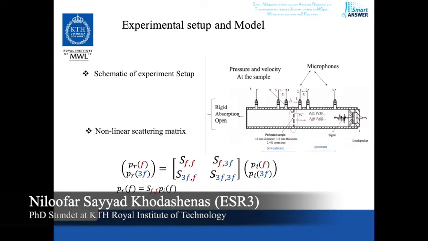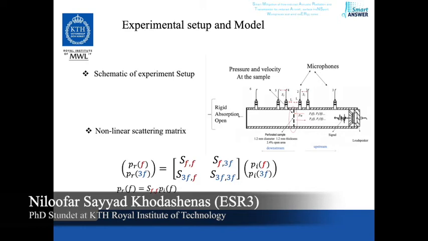Before seeing the actual setup, let's see the schematic of that. I have a loudspeaker as a source which generate the signal. I have microphone both in upstream and downstream, and in total there are 6. They help me to capture pressure and velocity at the sample, and my sample is in middle of the duct. And the ending condition of this duct could be rigid, open, or it can have absorption material.